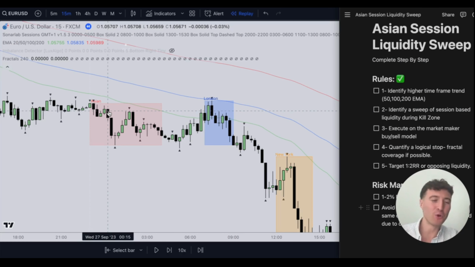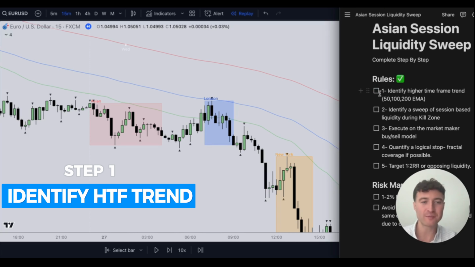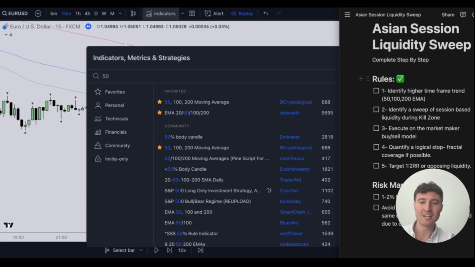Okay, so this is Euro USD on the 15-minute time frame. And rule number one, if you're looking over to the right side of the screen here, is to identify our higher time frame trend. We do that by using the 50, the 100, and the 200 exponential moving average. Very simply, head over to the indicators tab at the top of your screen, type in the EMA 20/50/100/200, add that to your chart, add that to your favorites. This is what we use for the directional bias, okay?